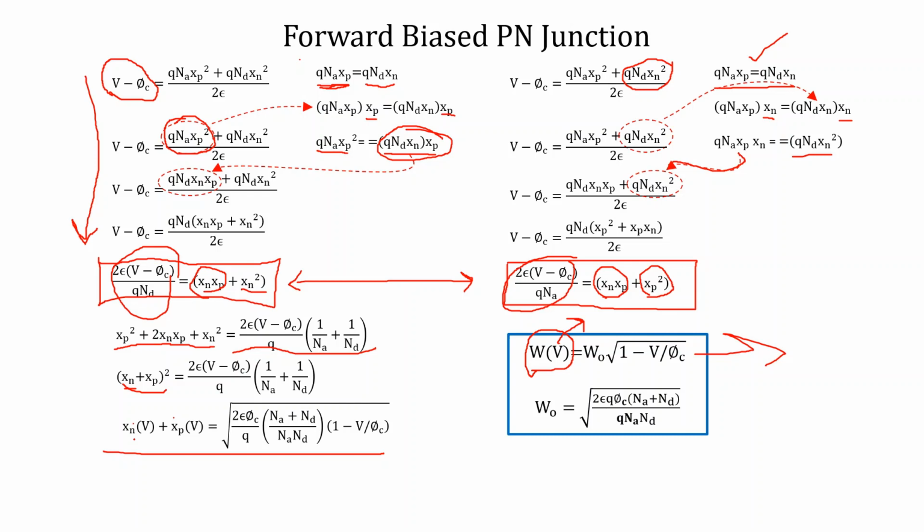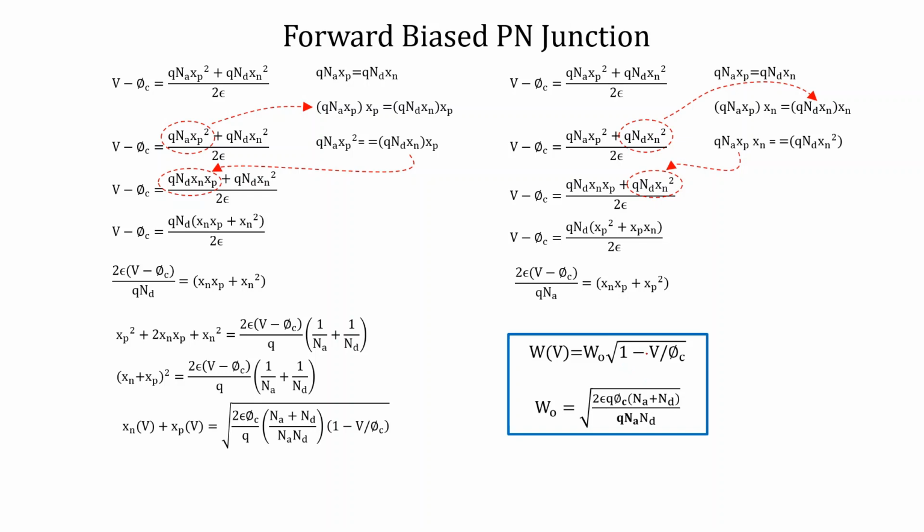Now since this expression is to find out the dependency of the depletion layer width on voltage, we can write it as xn as a function of V and xp as a function of V. Now xn plus xp is W, which is a function of V. So we just rearrange this, and you will get this very quickly. You can do it in your notes, where W naught is this part. So this is your W naught.